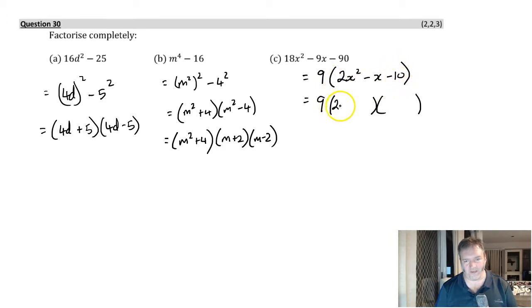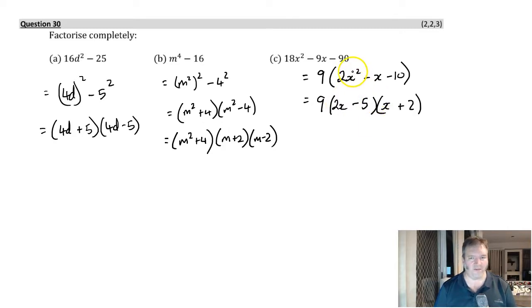Well, I would have 2x multiplying positive 2. 2x by 2, that'll give me 4x. The other factor of 10 that goes with 2 is negative 5, and if I had negative 5 multiplied by x, that would give me the negative 5x, which would satisfy the negative x term in the middle, and also 2x multiplied by x gave me the 2x squared.